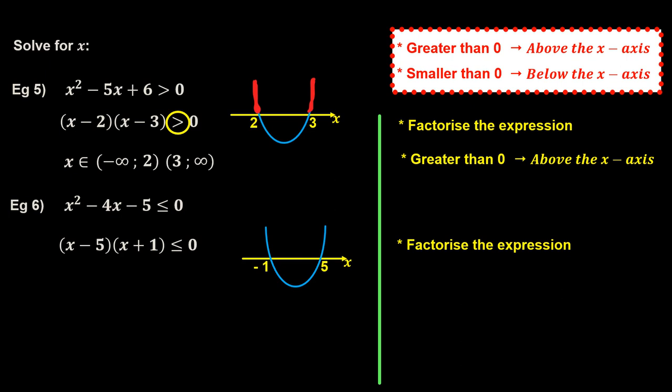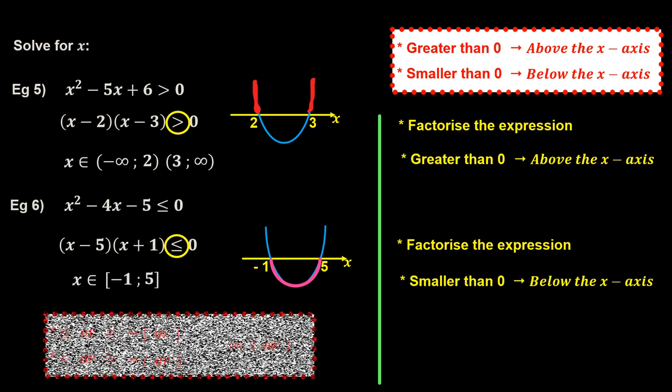Now we are concerned with the area smaller than or equal to 0. So we're concerned with the area below the x-axis. But because it's smaller than or equal to, we need to use square brackets. So it's the area from minus 1 until 5.